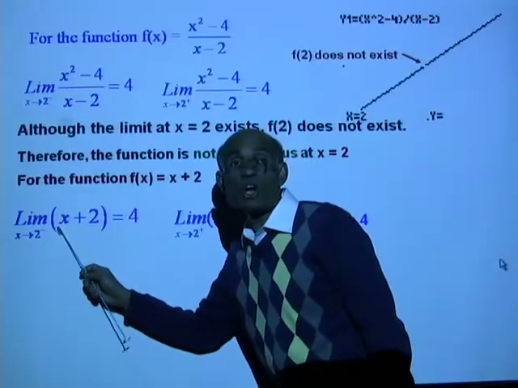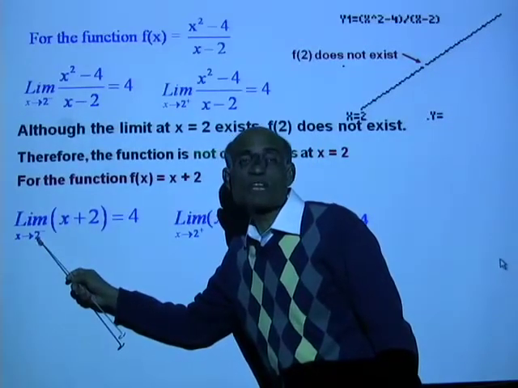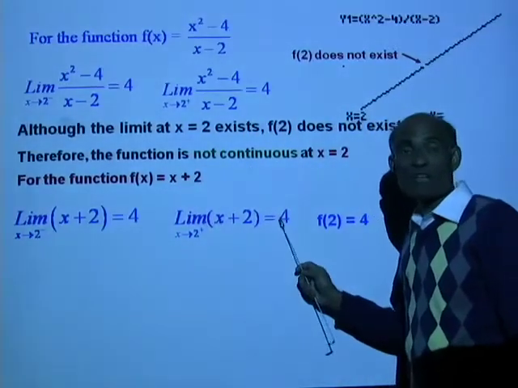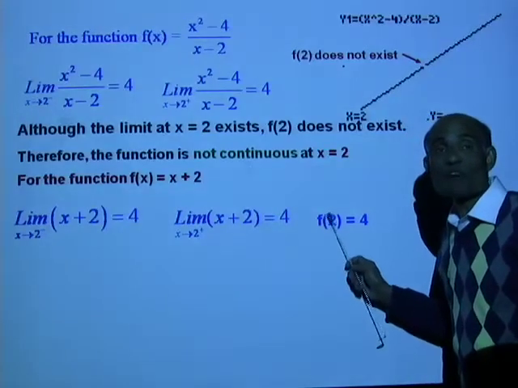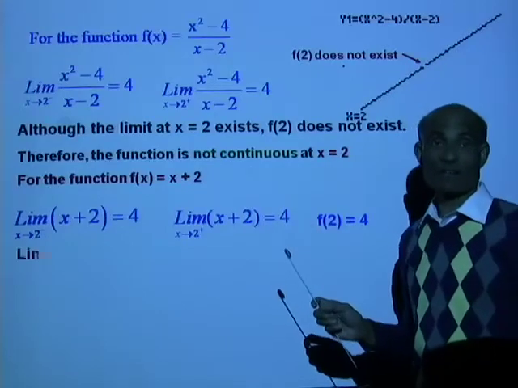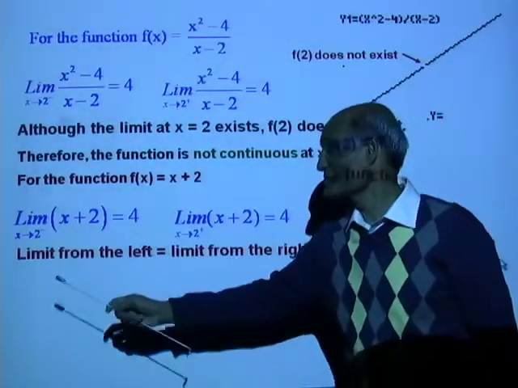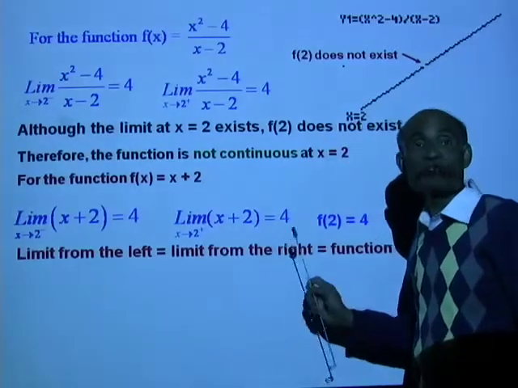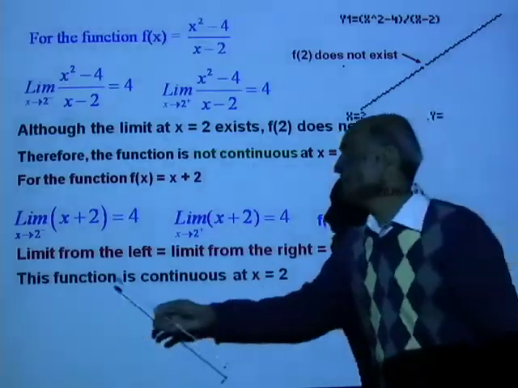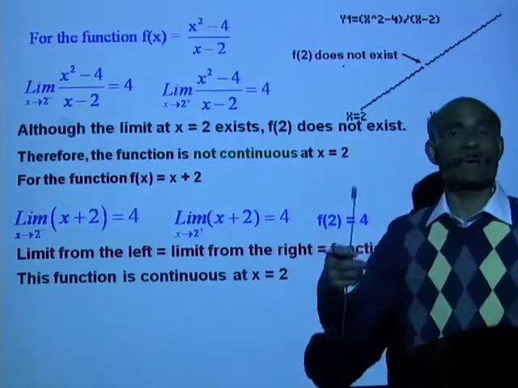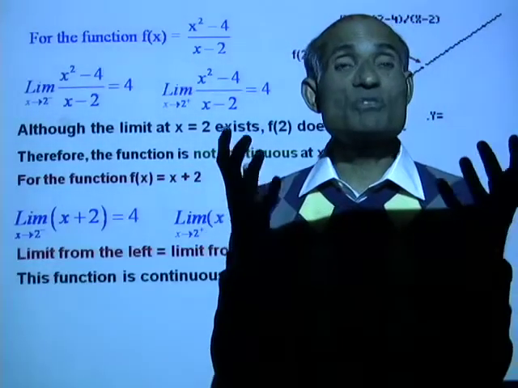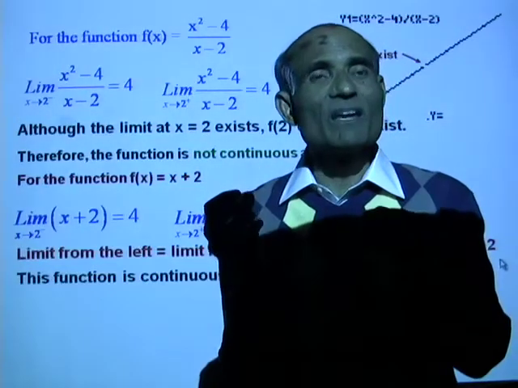As x gets closer to some value c, if the limit from the left equal to 4, the limit from the right equal to 4, and the value of the function at that c value also equal to 4, well, that means the function is continuous. The limit from the left equal to limit from the right equal to the function value, and that means the function is continuous at x equal to 2. So if I ask you, what is the condition for a function to be continuous at x equal to c, what will you tell me?